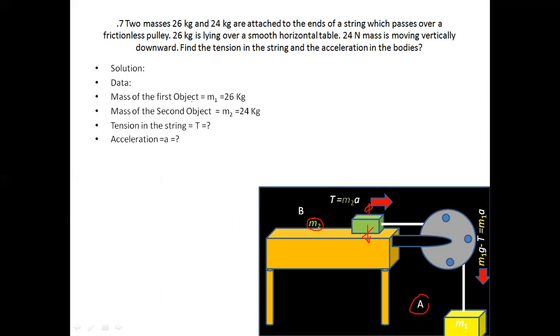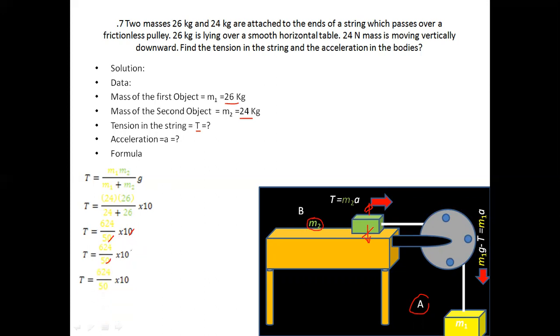The solution: the mass of the first object is M1, which is given as 26 kilograms. The mass of the second object is M2, which is 24 kilograms. The tension in the string is given by T, and the acceleration we have to calculate right now. The formula for T in this case is M1 M2 divided by M1 plus M2, into G. Putting in the values of M1 and M2, we get 24 into 26 divided by 24 plus 26, into 10. What do we get? After multiplying 24 into 26, we get 624 divided by 50, into 10. The 10 cancels with the zero of this 50. So it will be 624 divided by 5, like this.